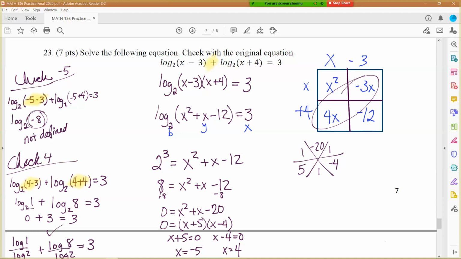So here the negative 5 didn't work, so our only answer that we're going to go back and circle is x equals 4, or square box something. Something to tell me that that's your answer.